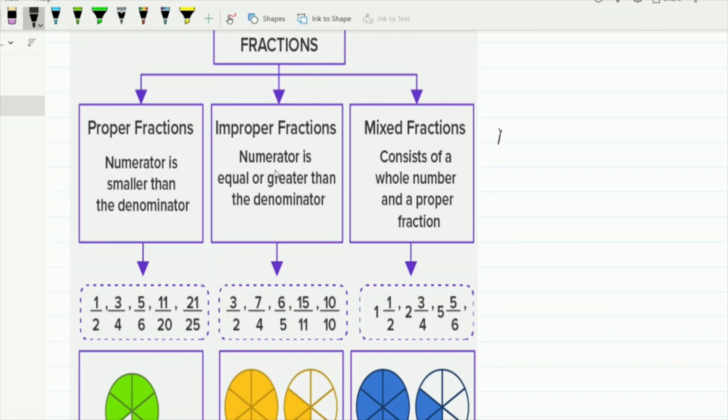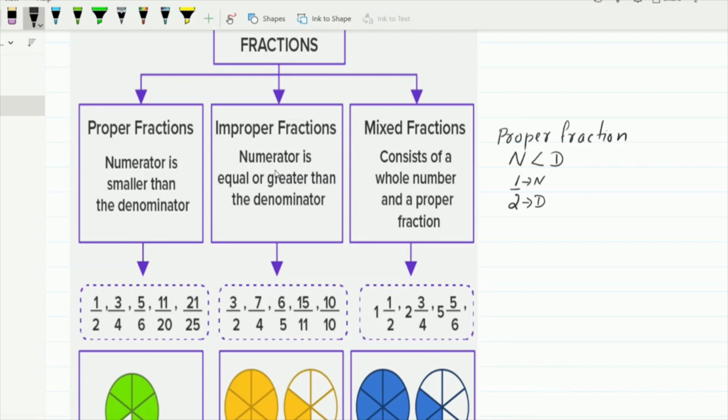So in the case of proper fraction, I will write here proper fraction. Condition is numerator is less than the denominator. So always the denominator is greater. Numerator n I have written and denominator d I have written. So numerator is less than the denominator. Example, many examples are given, 1 by 2. What is the numerator? 1 is the numerator and the denominator is 2. So we can say 1 is less than 2.